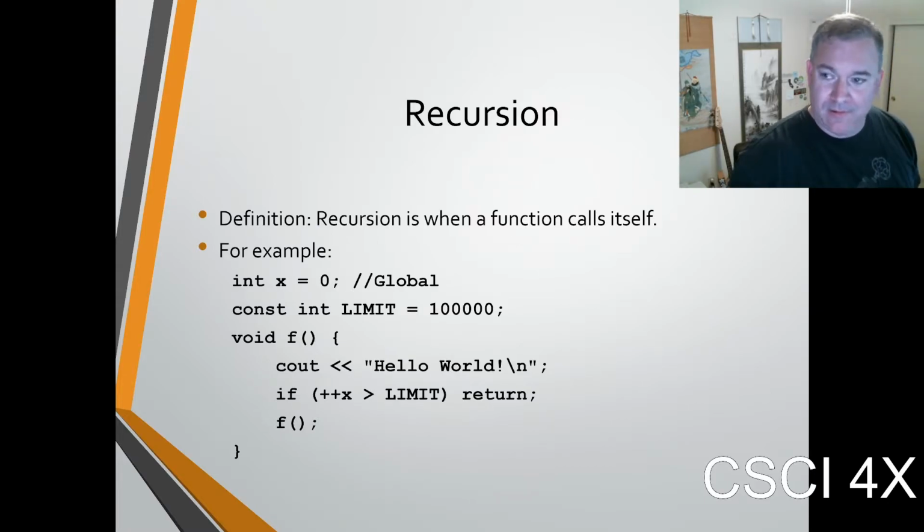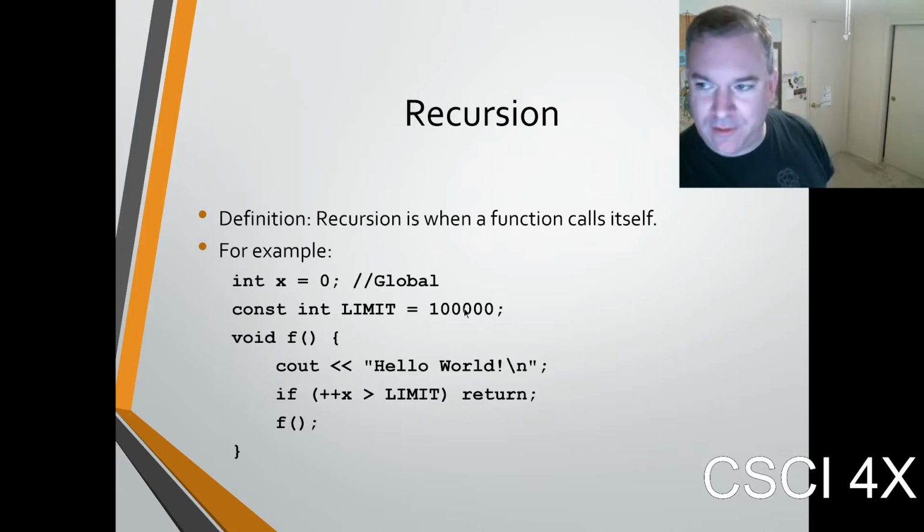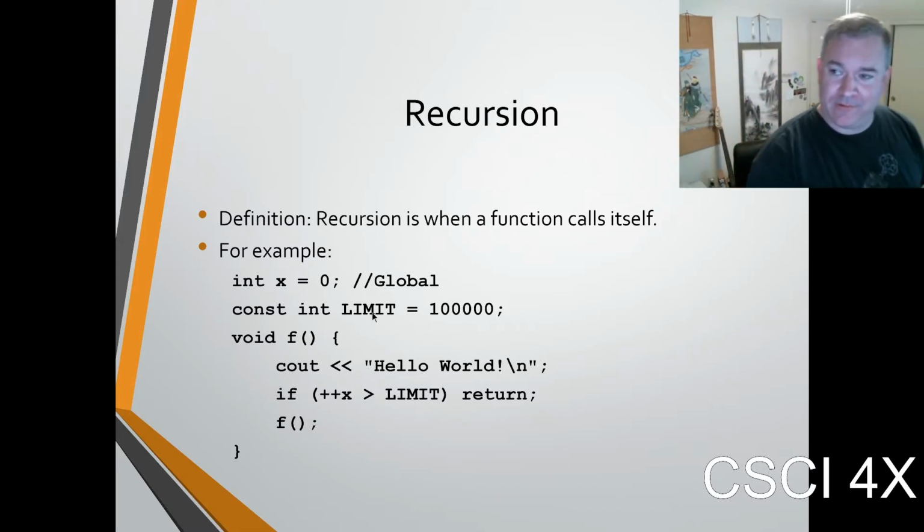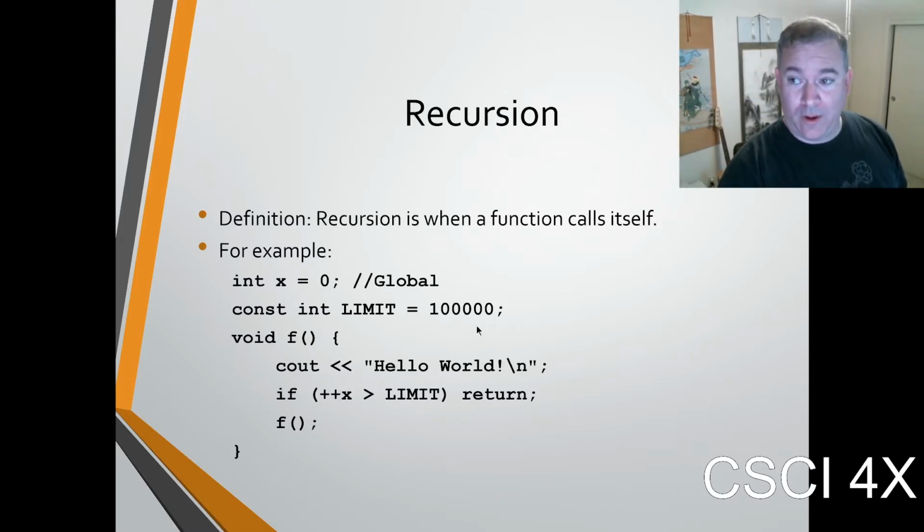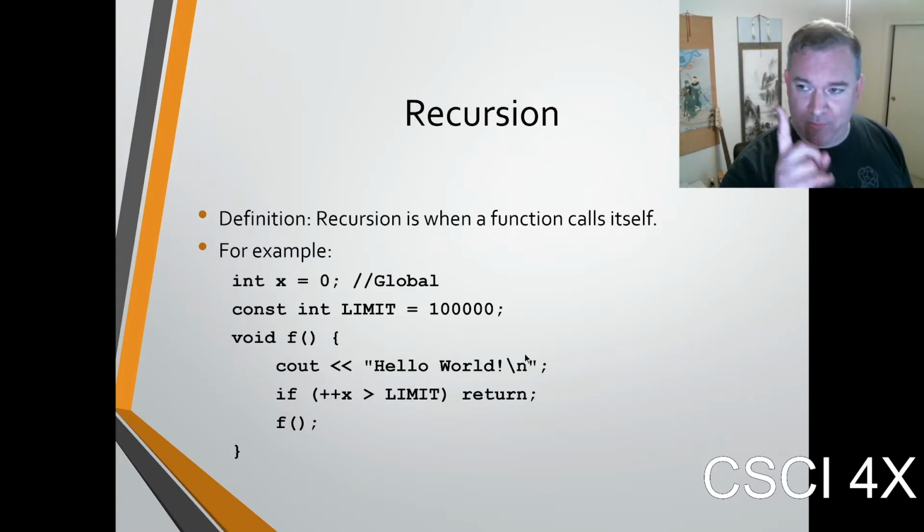And this is what I hate about programming, is off by 1 errors, right? So you're not going to want to count this all the way up to 100,000. So what I would do is put in the number like 1 here, right? And say cout hello world. Okay, so we print it out once. Increment X from 0 to 1. Is 1 greater than 1? No. So then it calls it a second time.